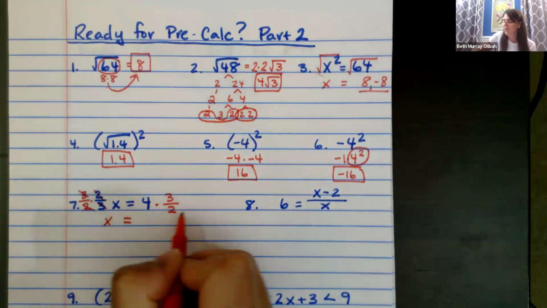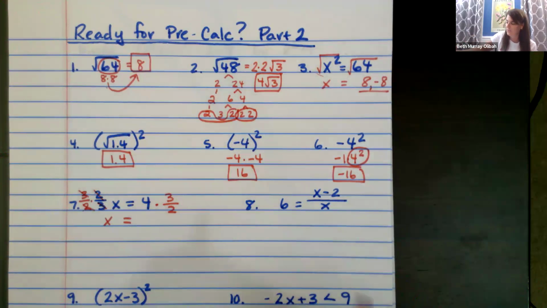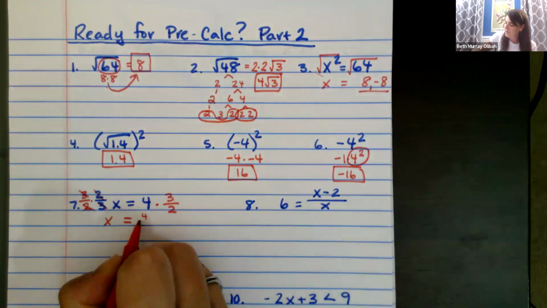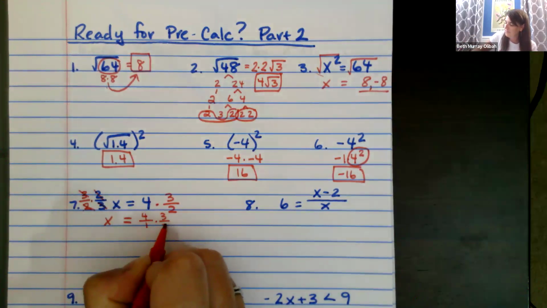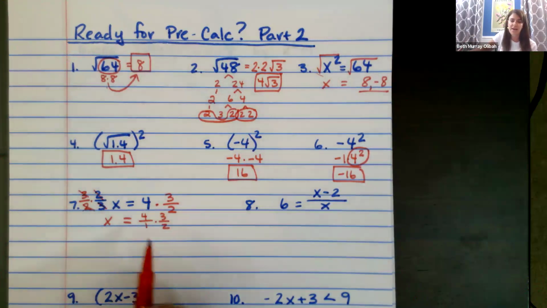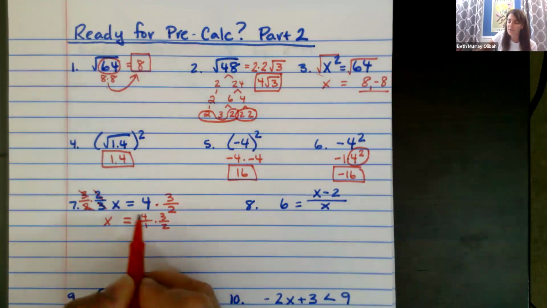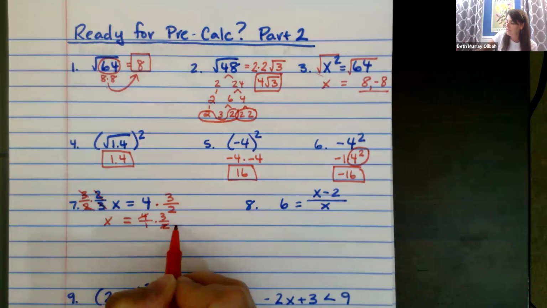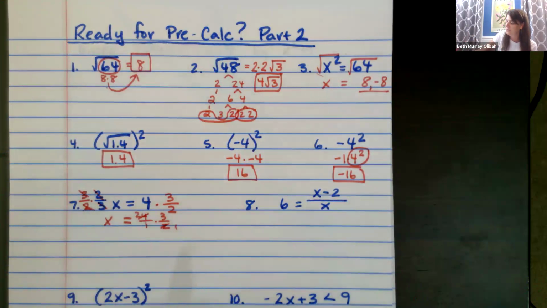So now we just need to go over here and figure out how to do 4 times 3 over 2. Well, 4 is really 4 over 1. So if I write it like that, I can see that the 4 and the 2 can reduce into a 1 and a 2. And so really I end up having a 2 times a 3 on top and just 1's on the bottom. So my answer is 6.